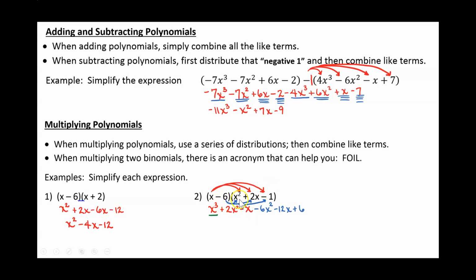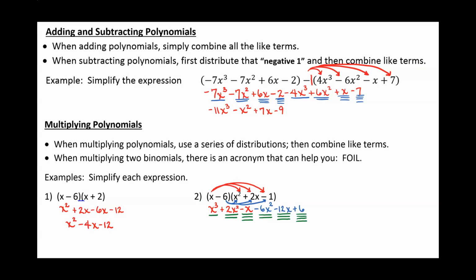And then negative 6 times x squared is negative 6x squared. Negative 6 times 2x is negative 12x. And negative 6 times negative 1 is positive 6. All right, so for like terms, I don't have anything that would combine with the x cubed, but what's a like term with 2x squared? Negative 6x squared. What's a like term with negative x? Negative 12x. And then there's no other constant to combine with the 6.